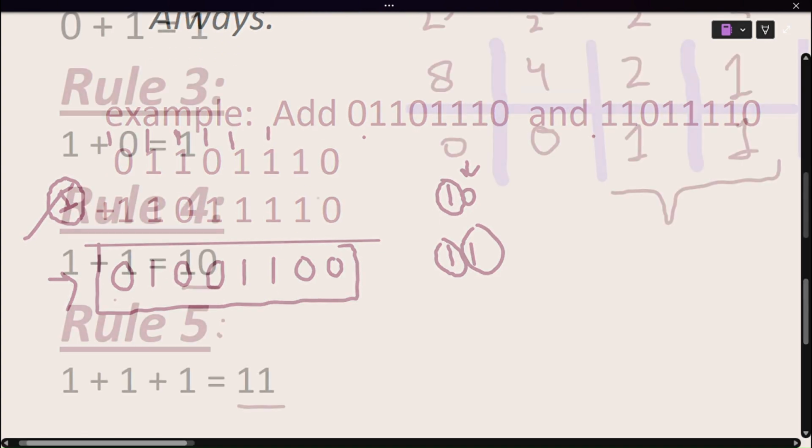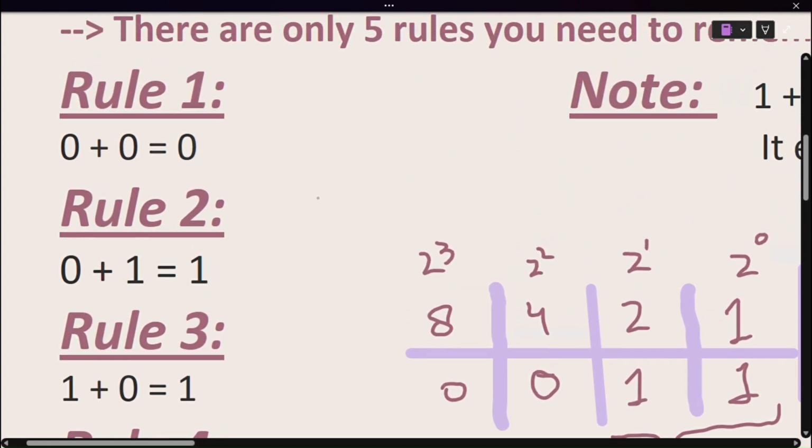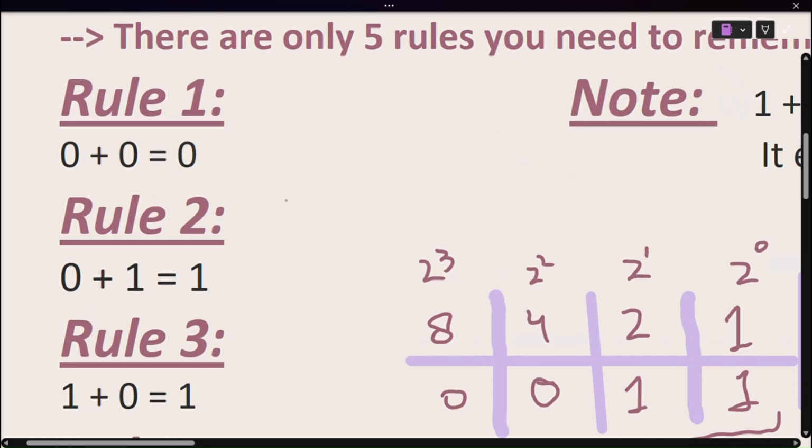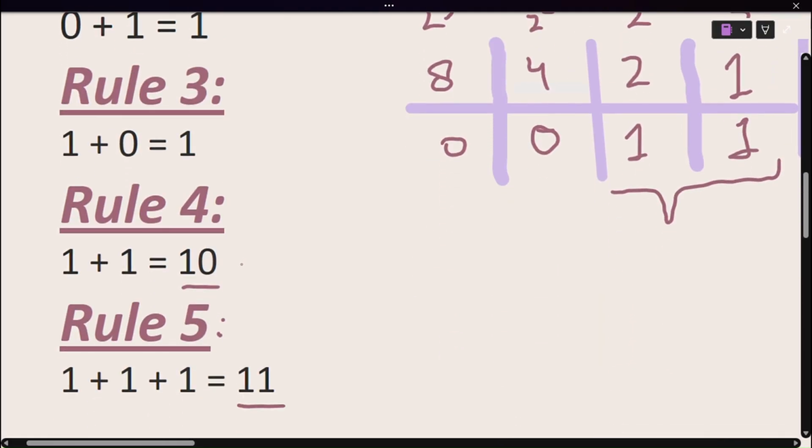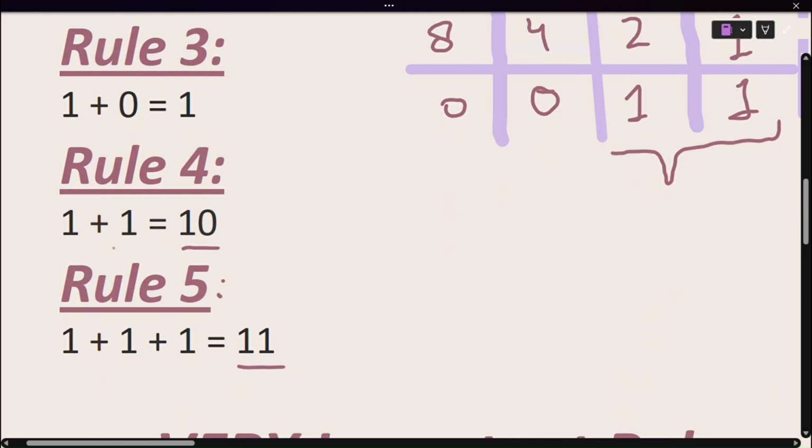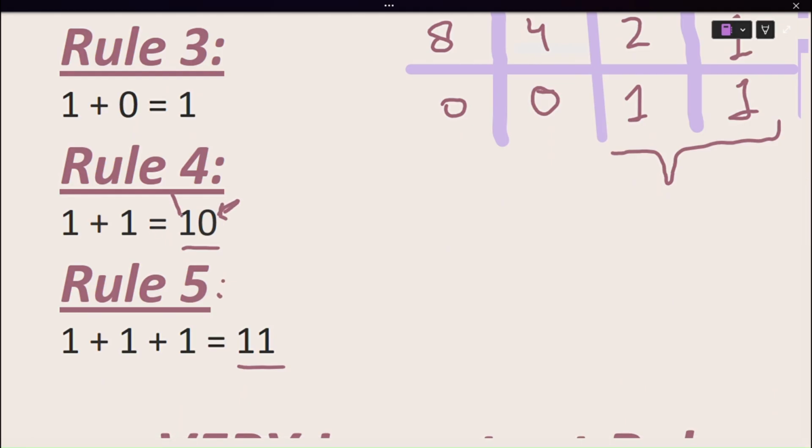This is our final answer. Now one final rule that I want to tell you: in rule number 4 and rule number 5, 1 plus 1 is equal to 10. 0 is always the sum and 1 is always carried. And here 1 is the sum and the other one is always carried. Okay, so this is sum and this is carry. This is sum and this is carry.